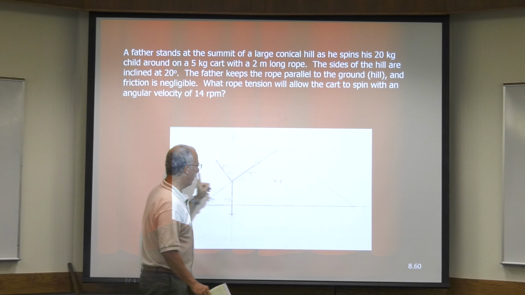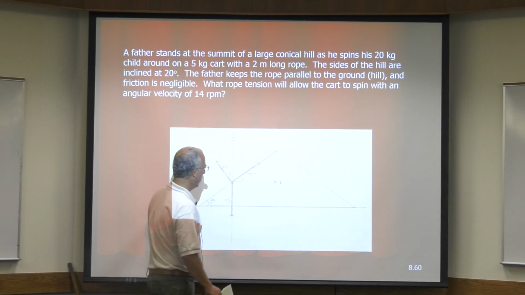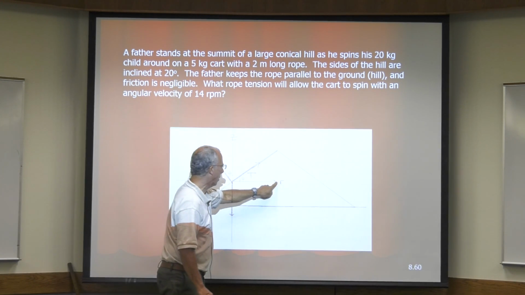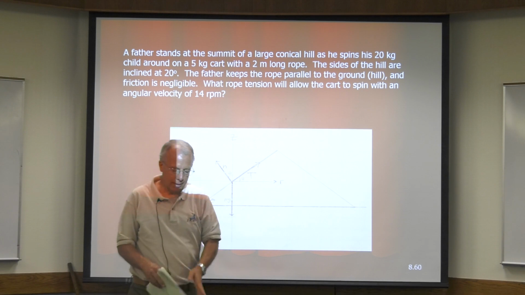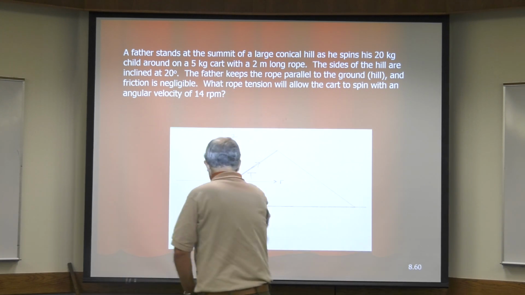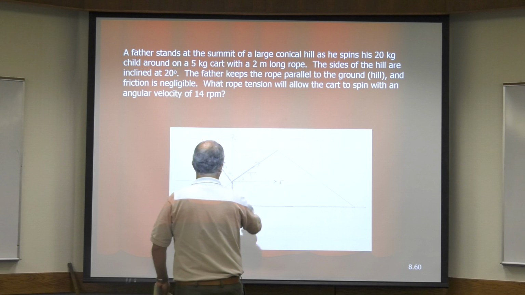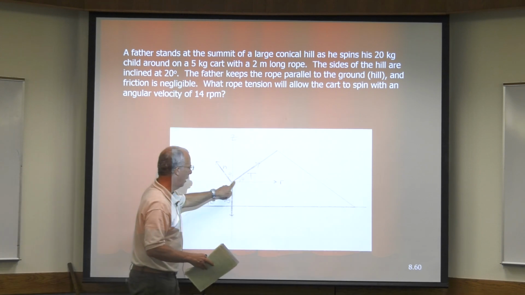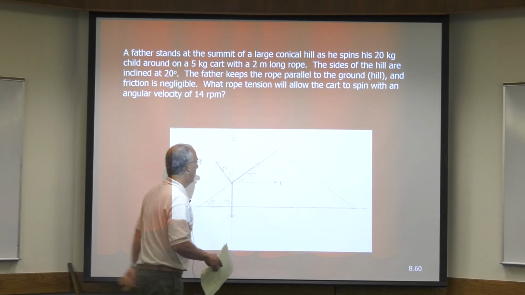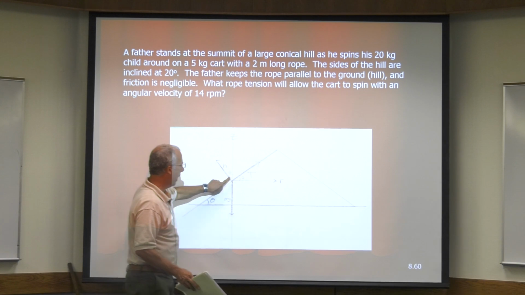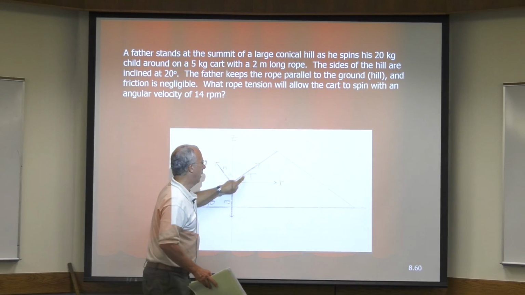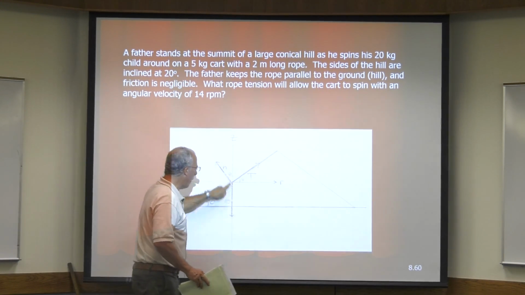Again, it's going in a circle. So this is the center of the circle. So there's our r-axis, which points towards the center of the circle. Okay, what are the forces? Well, there's the tension on the rope, there's the normal force as always, and there's a weight.